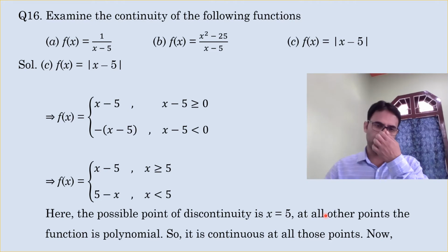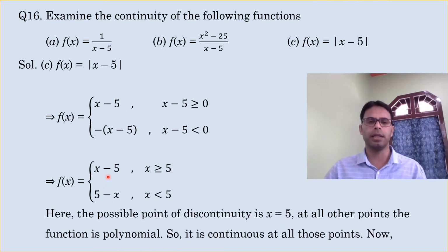At all other points the function is polynomial. You see, in this line and in this line, in both the lines the function is polynomial, so obviously they are continuous. So only the left out point is x equal to 5. It is continuous at all those points where x is greater than 5 and where x is less than 5. We check the continuity at the point 5 only.